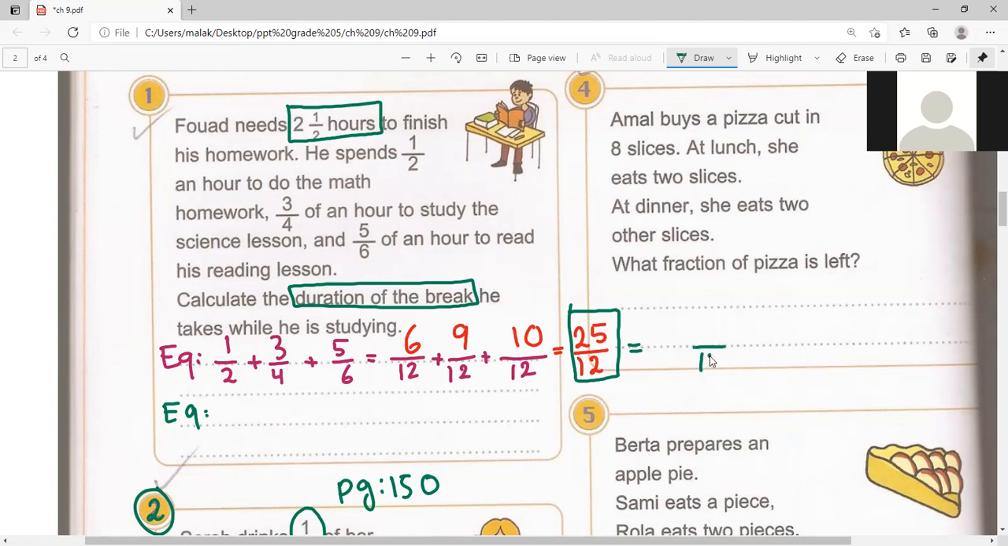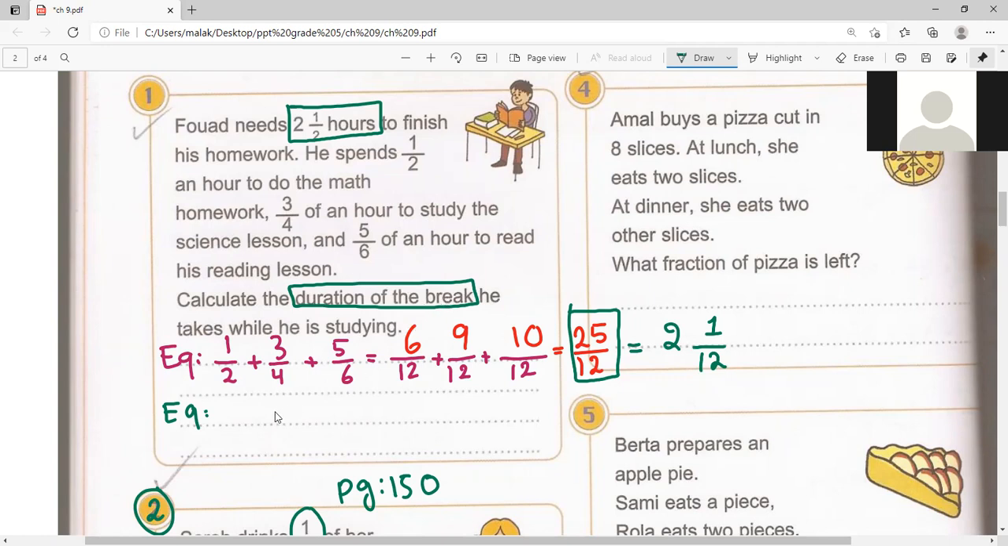We divide it. 25 divided by 12. Which number is very close to 25 in table 12? 24. 12 times which number equals 24? 2. From 24 till 25 we need how much? 1. So it's 2 and 1 over 12. 25 over 12 is the same as 2 hours and 1 over 12 hours.